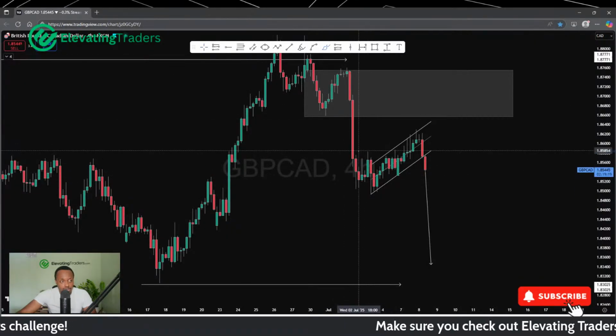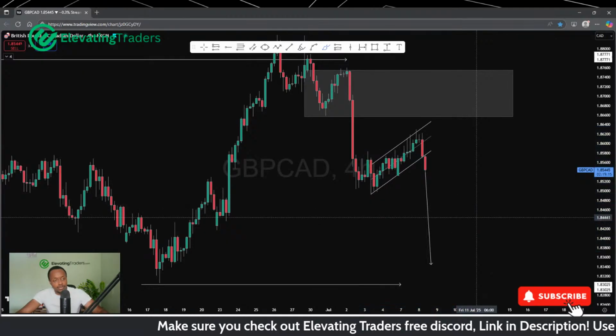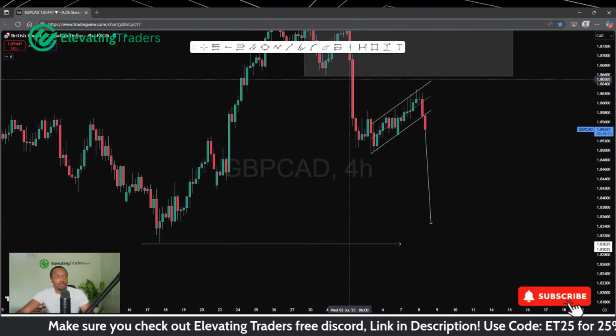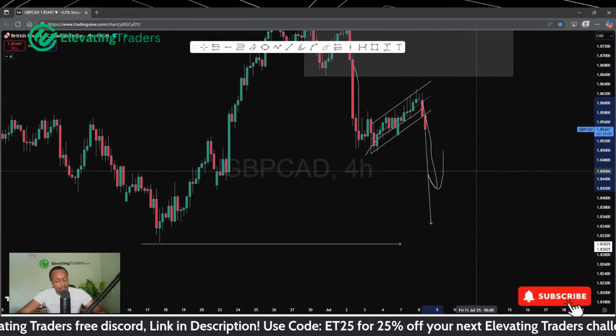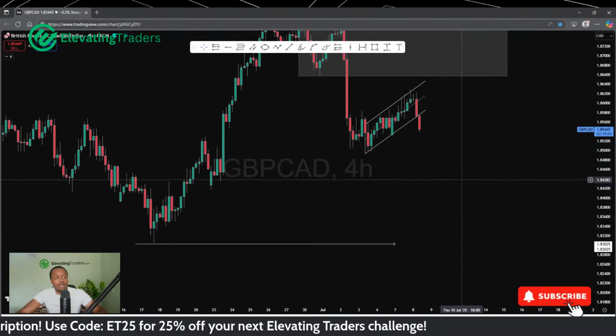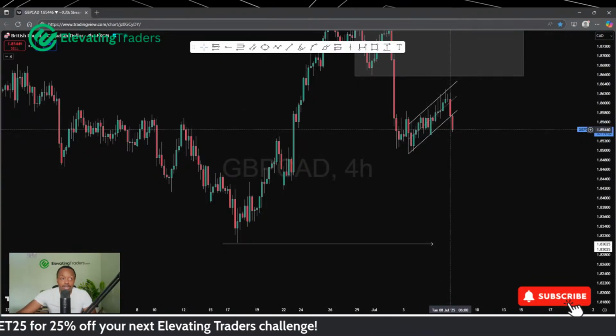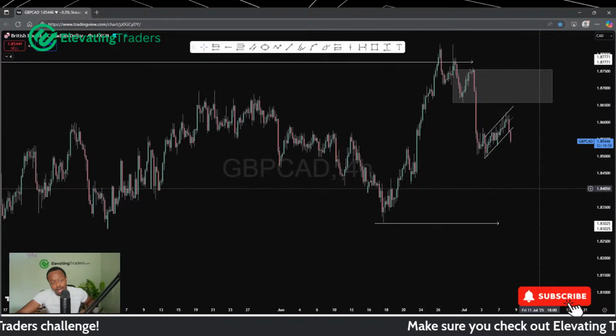So my expectation was that this is likely a pullback anyway for us to see some more downside. So I do agree with that kind of analysis of looking for the continuation of that bearish move and that we're likely to continue lower. I mentioned this area is a smart place to go short. Maybe we don't get there. Maybe price is ready to see that move. But yeah, pound CAD looking pretty bearish. I think there's more downside to be had.